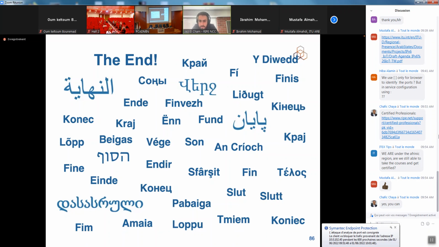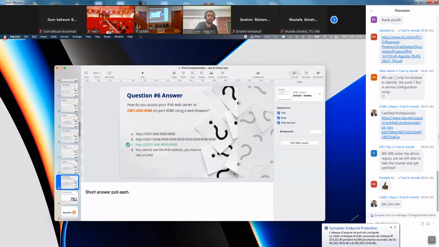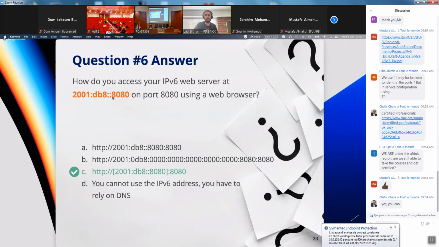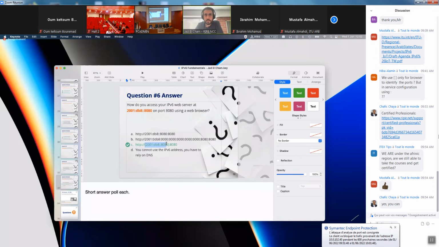Hiba asked, we use the brackets only for a browser to identify the ports, but in service configuration using. So we use the bracket in the browsers in order to specify which part is the IP address. The double point that we see, let me actually try to go back there. This one. Okay. Sorry, I can't. Let me just put it like this, okay? So the brackets here is to identify the IP address.